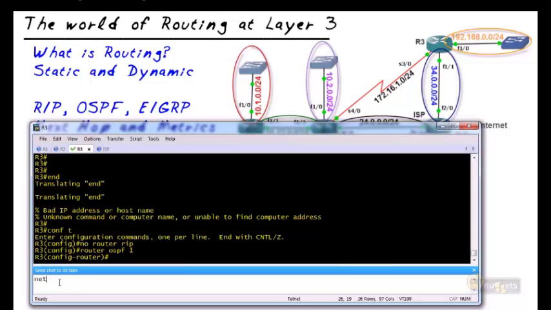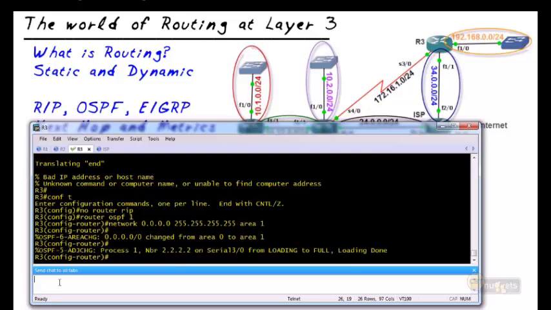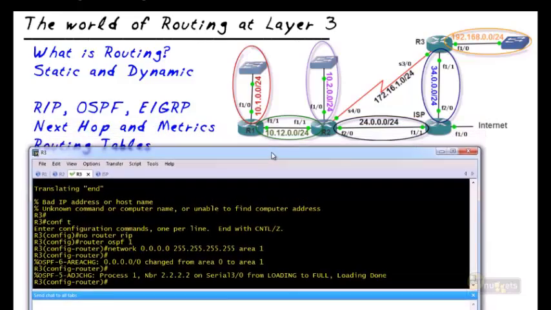And I'm going to say network... this is a fancy way of saying that I want all interfaces on each router to participate in a single OSPF area, and it happens to be called Area 1. And that's it. So having done that, let's take a look at the results.